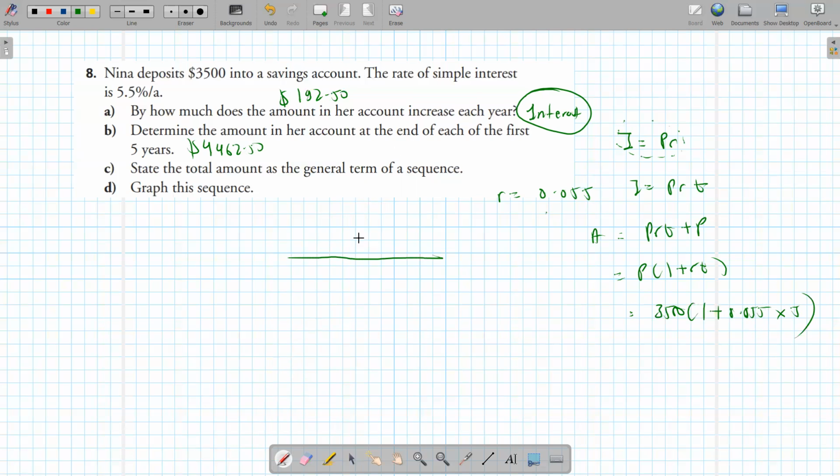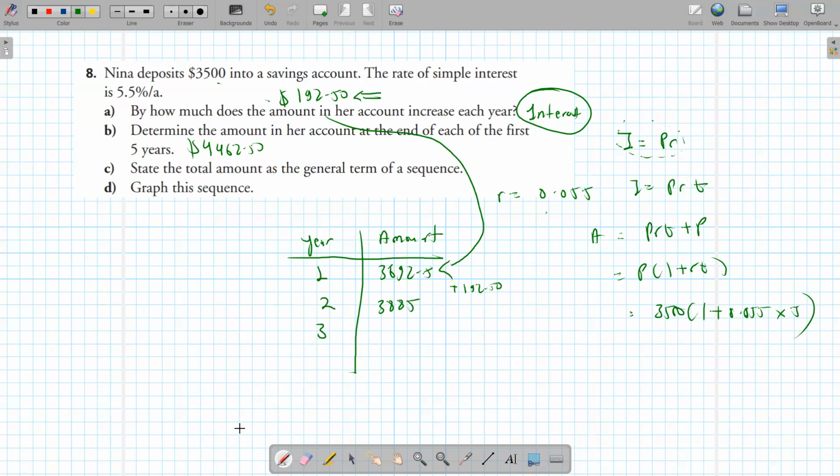So what we're going to do is make a table here. This is going to be year, and this is going to be the amount. So at the end of year 1, how much is there? Well, we know the interest every year is 192.50, so just add these two. After 1 year, this person will have 3,500 plus 192.50, 3,692.50. After 2 years, the amount is just going to keep going up by the same thing. We add the interest, 192.50, and it's going to be 3,885.